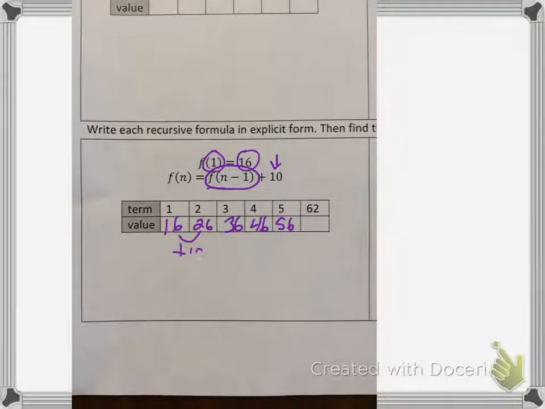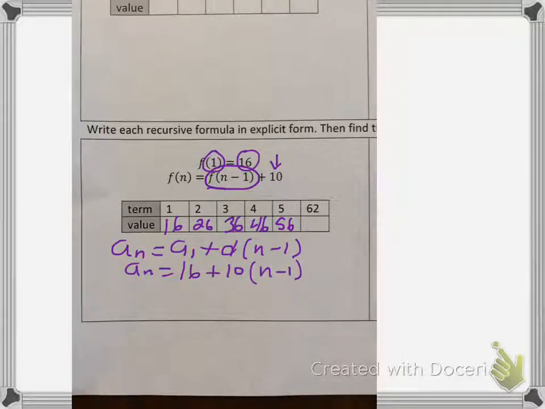So what I'm going to do now is go back and use that formula to find the explicit formula. If you remember, we did it the other day. That formula was a sub n equals a1 plus the common difference times n minus 1. I know that my a1 value is 16. My common difference is 10 because I added 10. And then I can just plug it in like that.